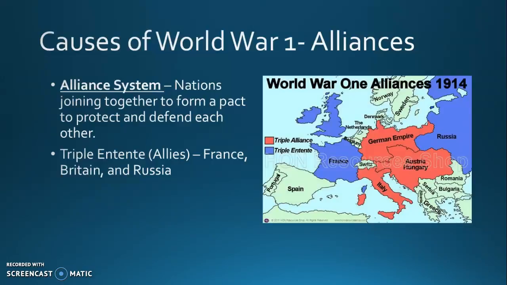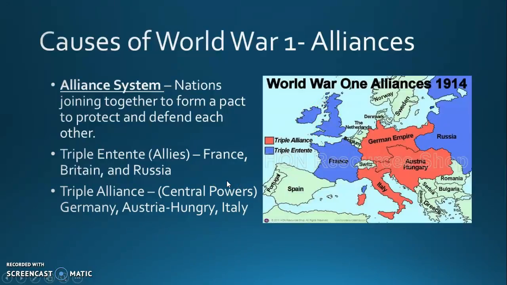So there were two major alliances. The first was called the Triple Entente, and they were the Allies. It consisted of France, Great Britain, and Russia. If you see in the map, these are all the blue countries. Up over here, there's Great Britain, France, and Russia. Now, the other alliance is the Triple Alliance, or the Central Powers. This consisted of Germany, Austria-Hungary, and Italy, which are these three right here in the red.